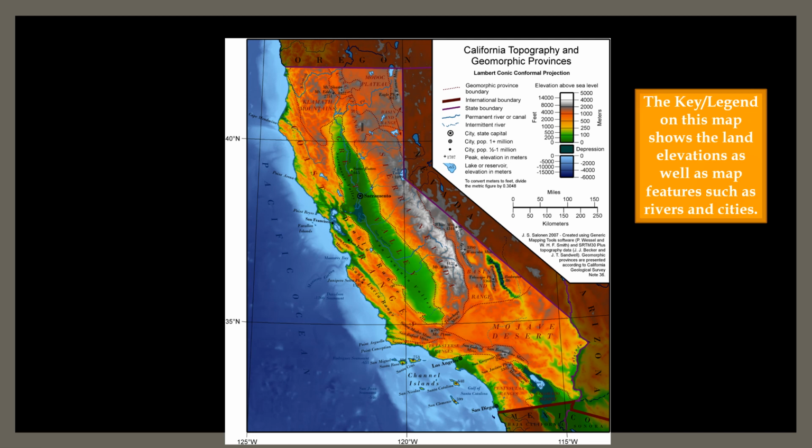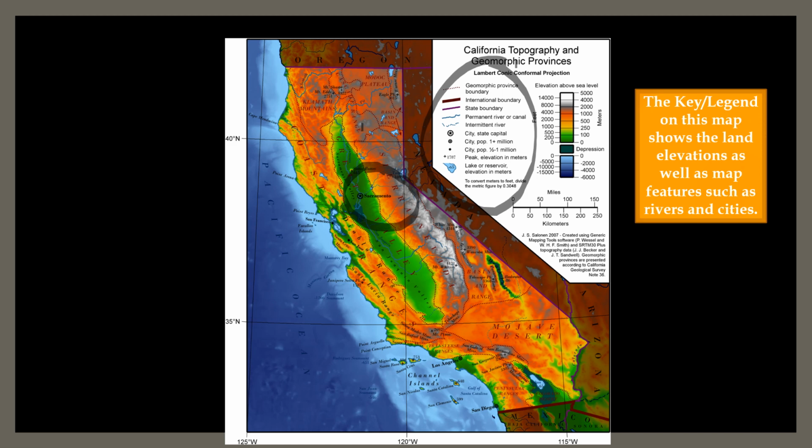Next thing we're going to look at is our label portion of the key. And in that, we actually can see the state capital is Sacramento because it is the star with the circle around it. So Sacramento is the city-state capital of California.